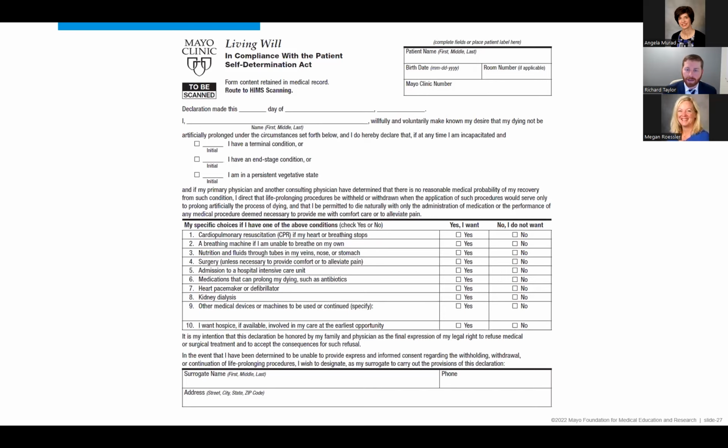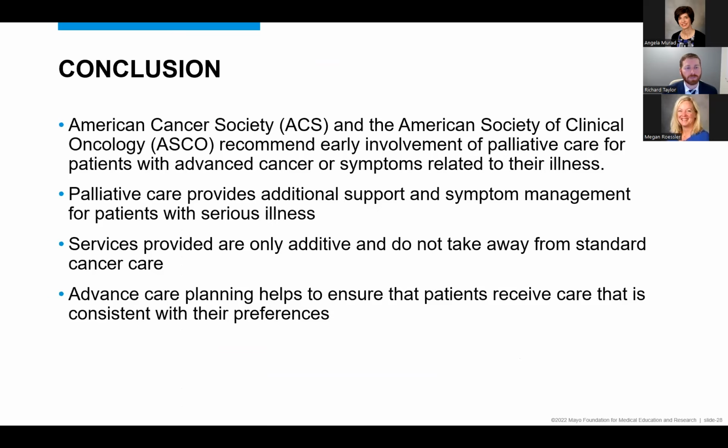So with that, we're going to start wrapping things up. And so I just wanted to give kind of an overview of palliative care, and specifically supportive care and supportive oncology. But there are a few big organizations, including the American Cancer Society and the American Society of Clinical Oncology, that recommend early involvement of palliative care for patients with advanced cancer or symptoms related to their illness.